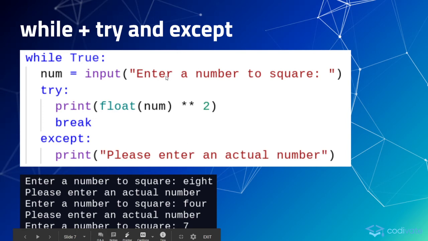And once we finally enter a number that we can square, which is 7, this try block executes successfully. And since we can cast it to a float and square it, remember these double asterisks mean square, we break out of the code and we are done. You can see 7 squared is 49. You can wait for that pop-up to go away, and you can see it says 49.